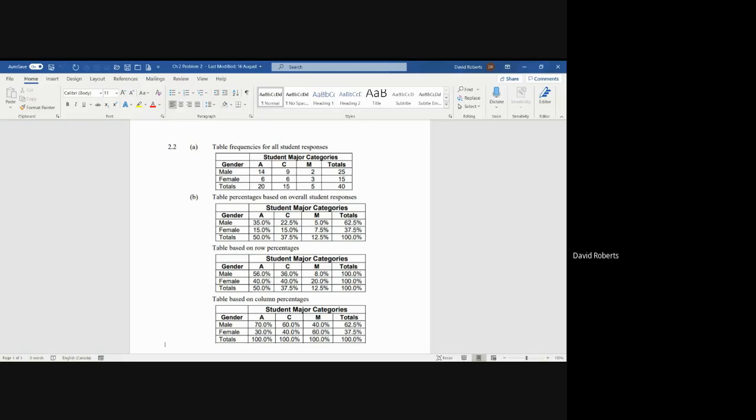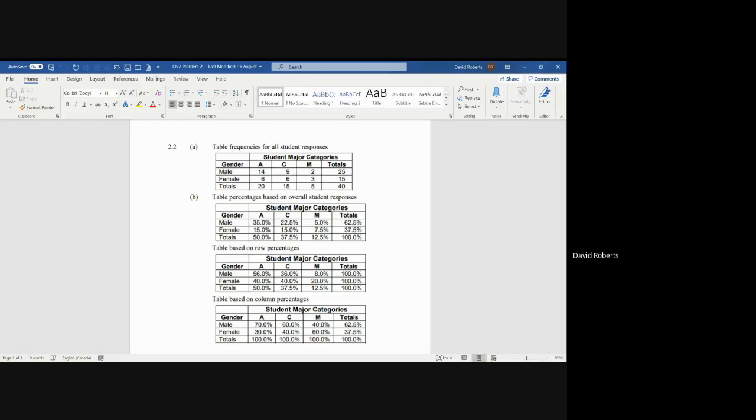You also have 50% of the students are accounting students, 37.5% are computer students, and 12.5% are marketing. The school pays a great deal of attention to this, what students are in which majors, and even for information purposes, they'll also break it down by gender.